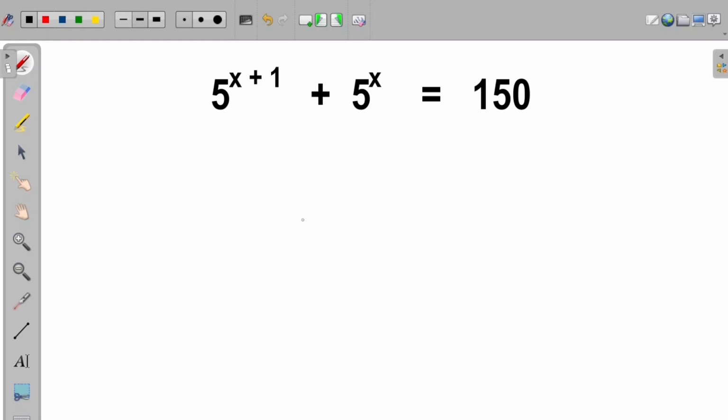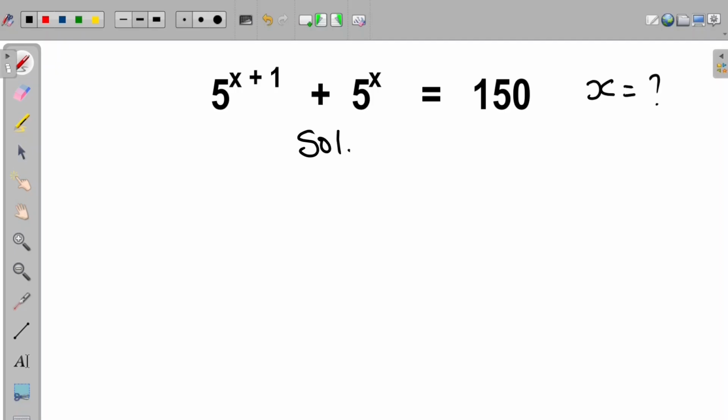Hello everyone. In this tutorial video, we are asked to obtain the value of x, given that 5 raised to the power of x plus 1 plus 5 raised to the power of x is equal to 150. Now let's obtain the solution.